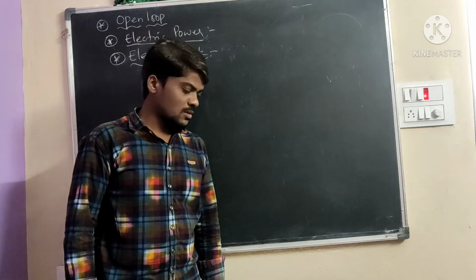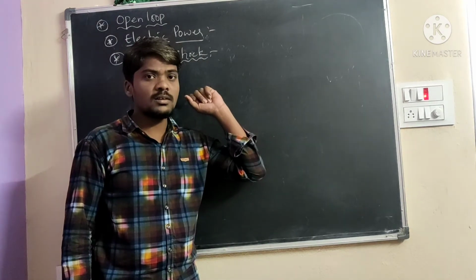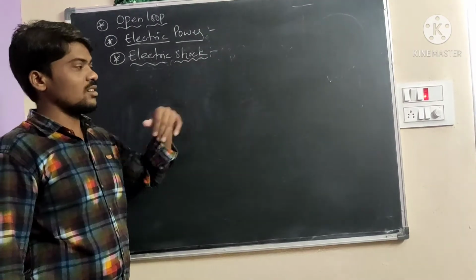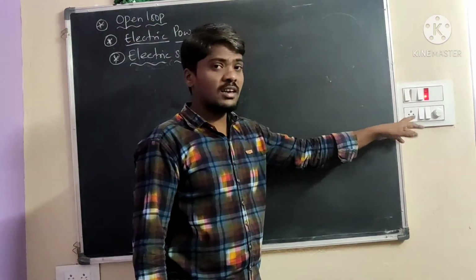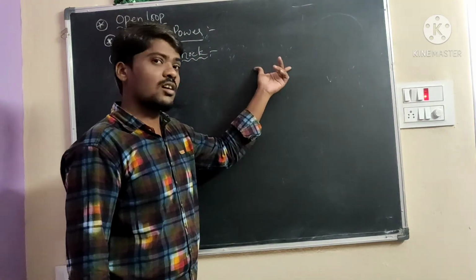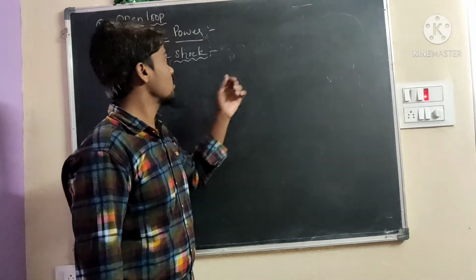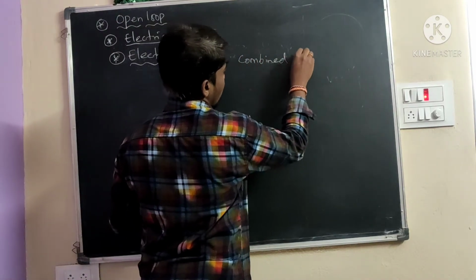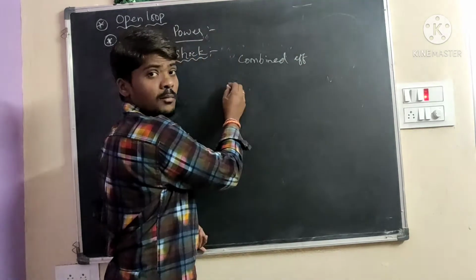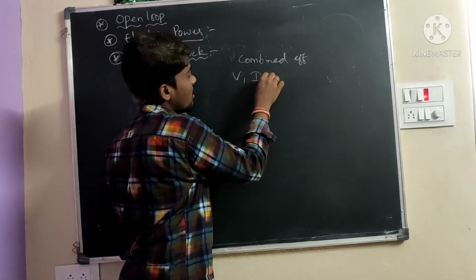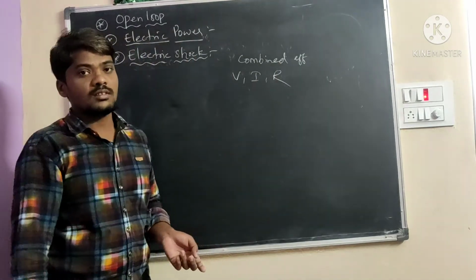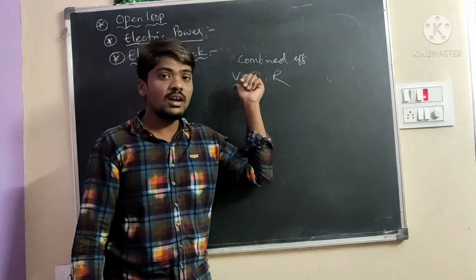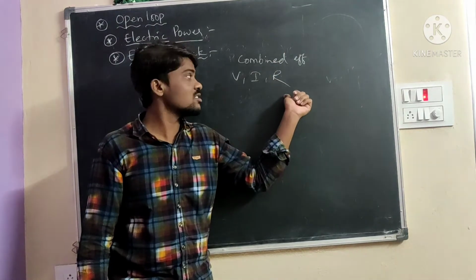Electric shock is there. What is meant by electric shock? Electric shock is a combined effect: the relation between potential difference, electric current and resistance.